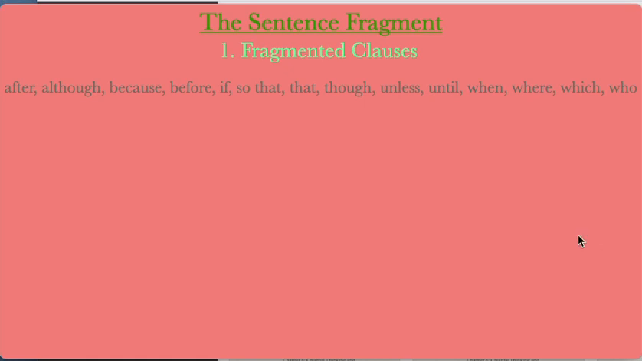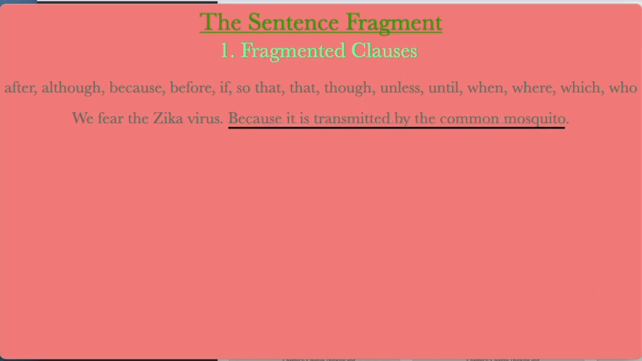Let's take a look at this. We fear the Zika virus. Because it is transmitted by the common mosquito. Can you spot the fragmented clause? Yep, it's the second part. It has a subject, it, and it has a predicate, is transmitted, but it starts with the word because. And this is one of the words listed above, isn't it? That means that we have a problem here, a sentence fragment, and it needs fixing.